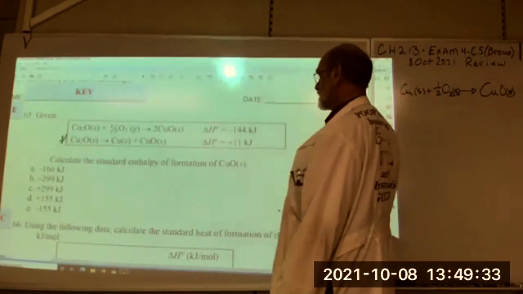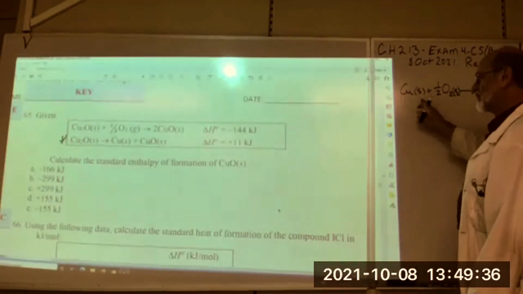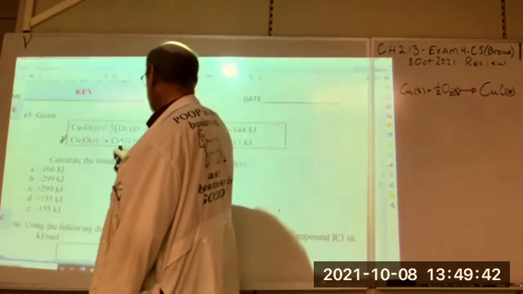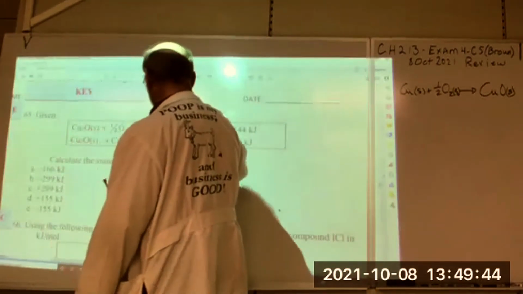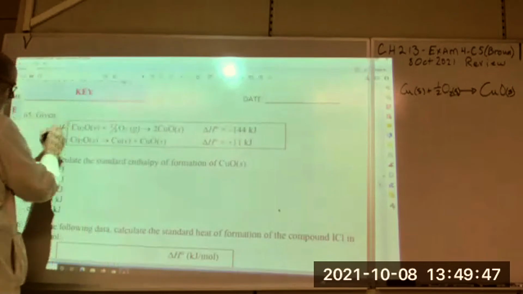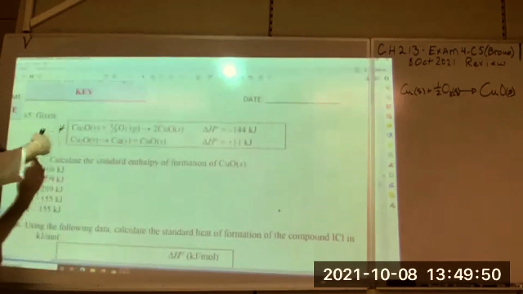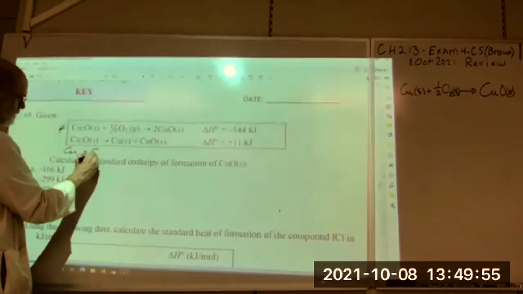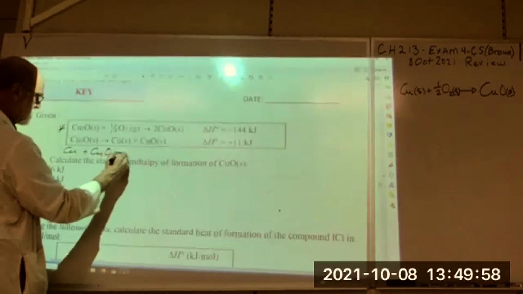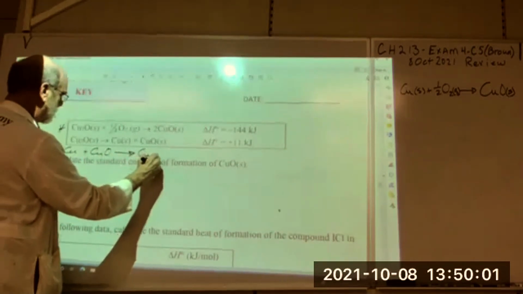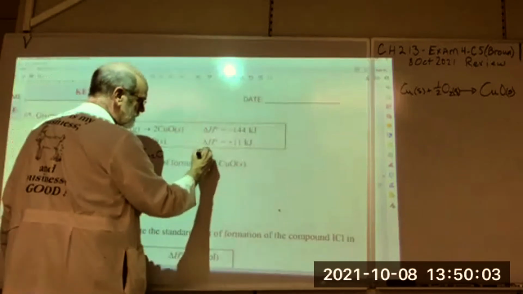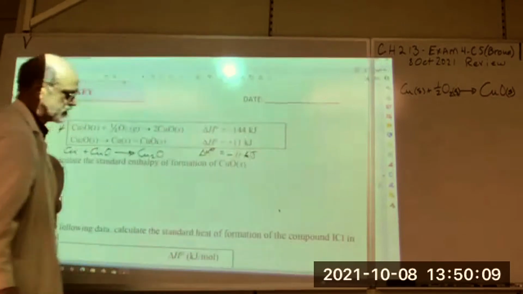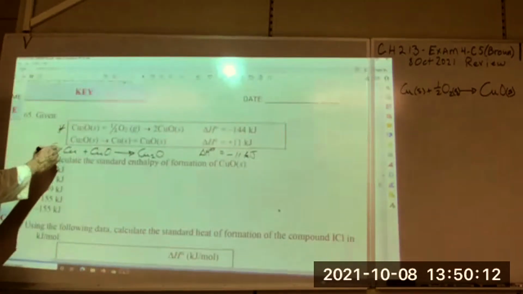Okay. But are the others on the correct side? Copper's over here? No, copper's not on the right side. My mistake. We use this one the way it is. This one has to be inverted because we need copper on this side. So this one will be copper plus copper oxide yields copper 1 oxide. And now the delta H is equal to minus 11 kilojoules. Okay, so we're going to use this one.